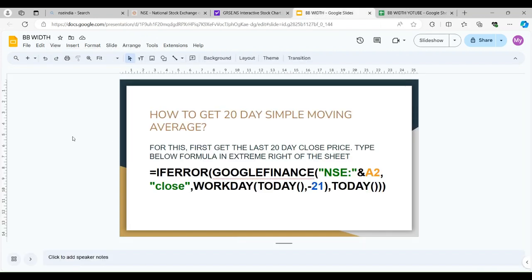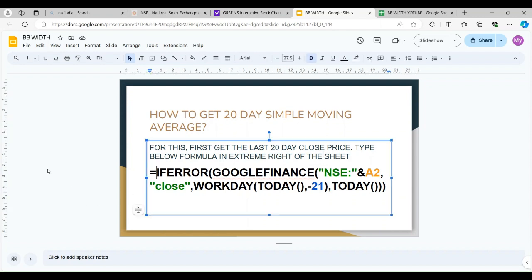Now, how to get 20-day simple moving average? For this, first we need to get the last 20-day closing price. So we need to type this formula in the extreme right of the sheet. Okay. So just to see whether we are getting 20 days or not.